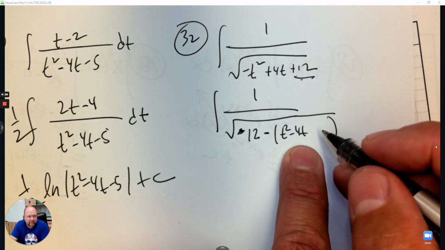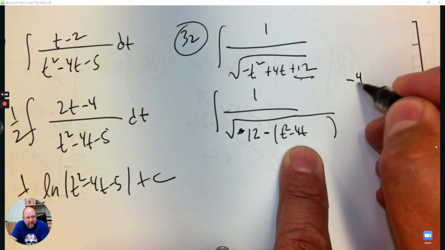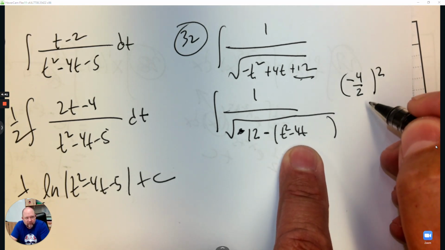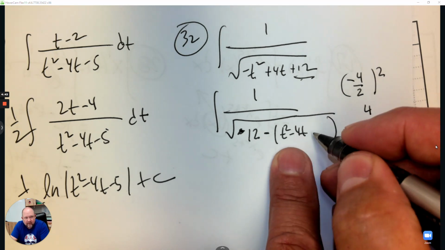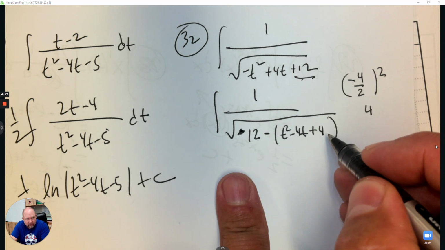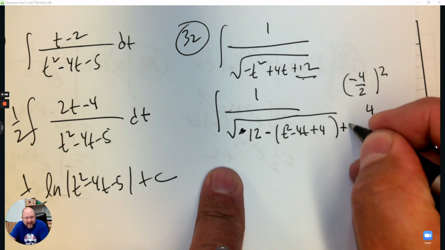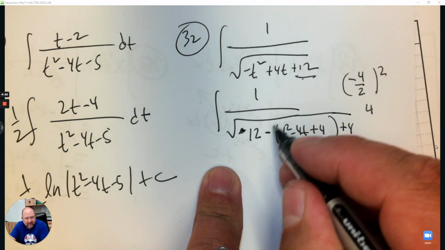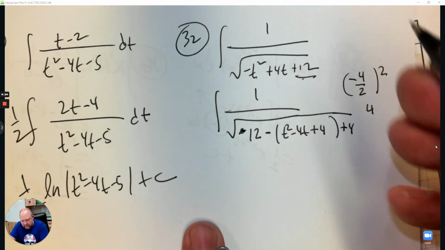To know what number completes the square, I take that b value and I divide by 2 and square it. So that gives me 4. So 4 completes the square. So if I distribute, I get negative 4. So because of that, I have to add 4 to keep it the same. So you have negative 4. I need a plus 4, so it's 0, so it matches.